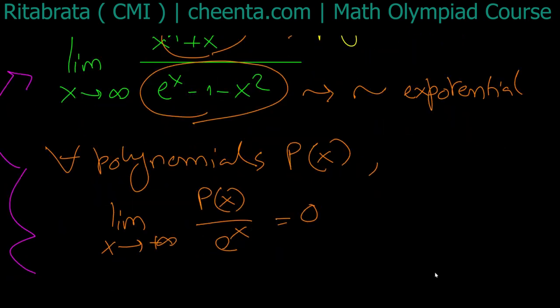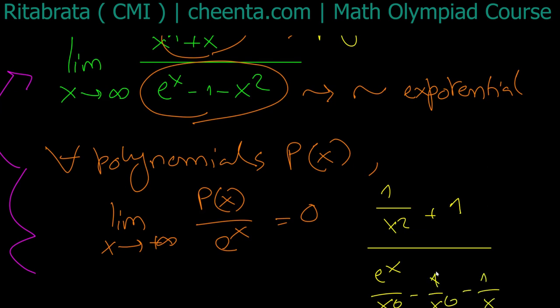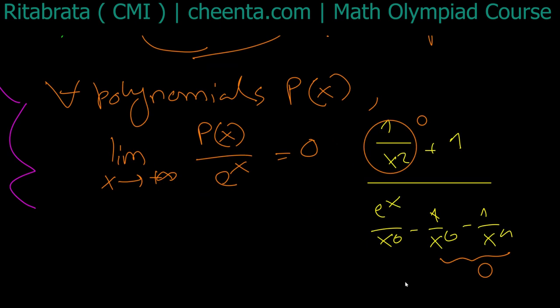Because you can divide this by x power 6, this becomes 1 by x squared plus 1 by e power x by x power 6 minus 1 by x power 6 minus 1 by x power 4. As x tends to infinity, this part goes to 0, this part goes to 0, and as x power 6 by e power x goes to 0, so this goes to plus infinity. So this maintains, and 1 by infinity is just 0. So this ratio just goes to 0.